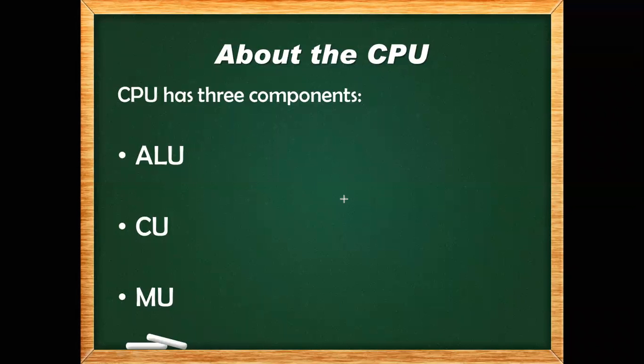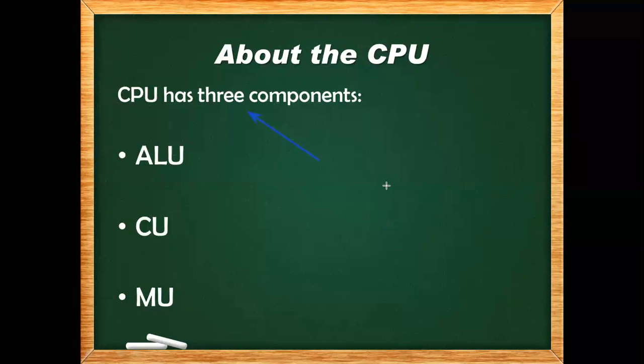Okay, these are the short forms: ALU, CU, and MU. Let's see the full forms, but before seeing the full forms, we will see these one by one. But remember, how many components does the CPU have? CPU has three components.